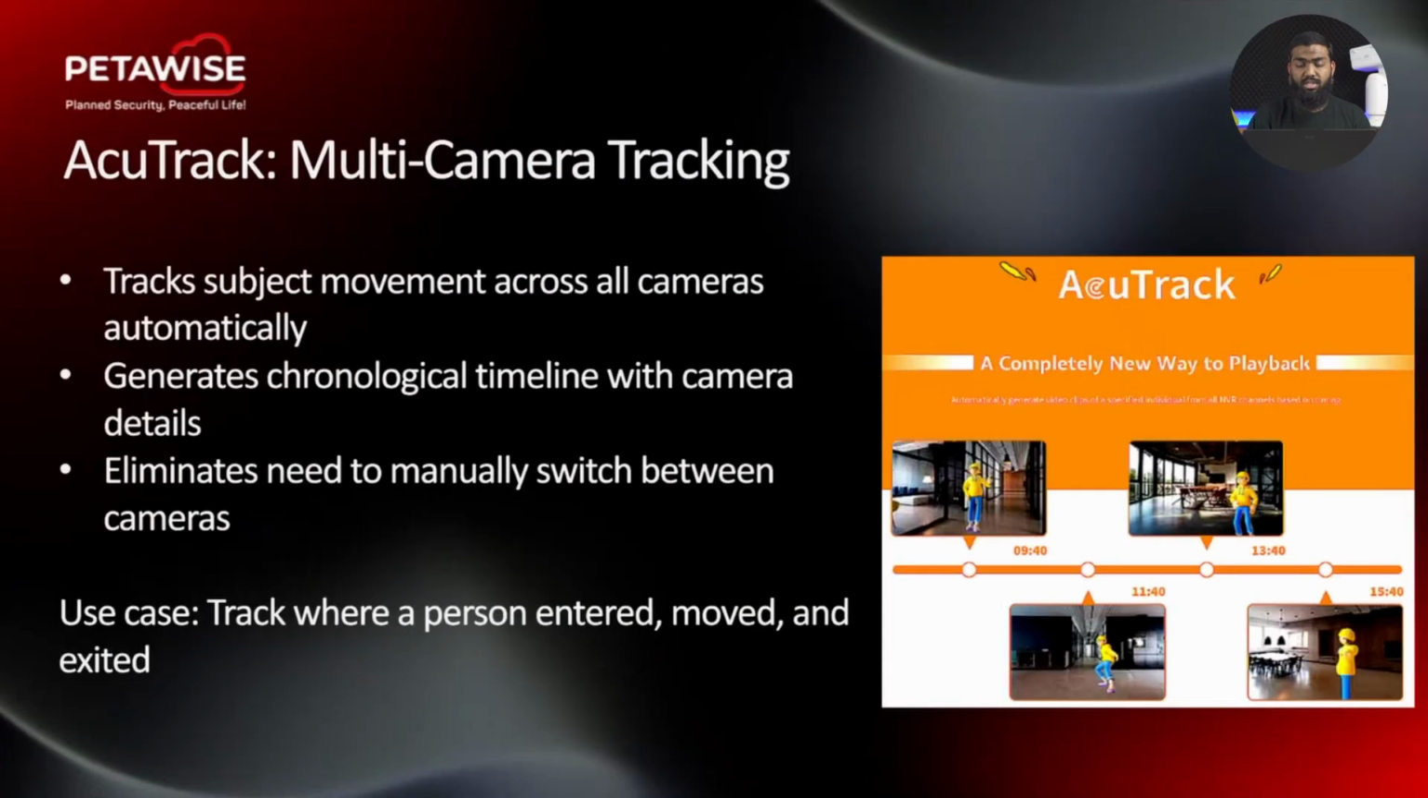After which, we will see AcuTrack. It helps you track the activity across all the cameras automatically. It also generates a chronological timeline with camera details, eliminating the need to manually switch between cameras to track the individual. And the use case for this is it helps you track a person when he entered the property, where he moved in the property, and from which exit he has exited the property.